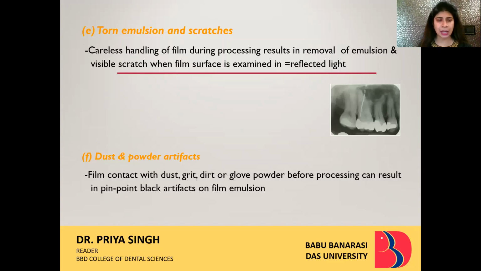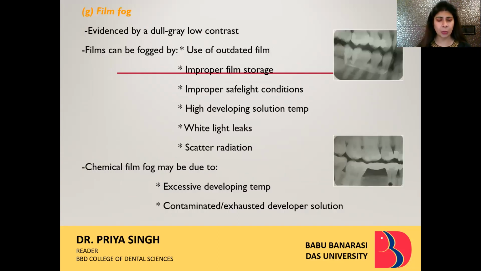Torn emulsion and scratches. It's usually said in the dark room that you should not have very long fingernails. Careless handling of films during processing results in removal of emulsion and a visible scratch when the film surface is examined in reflected light. Dust and powder artifacts. Film in contact with dust, grit, dirt or glove powder before processing can result in pinpoint black artifacts on film emulsion. So even that should be avoided.